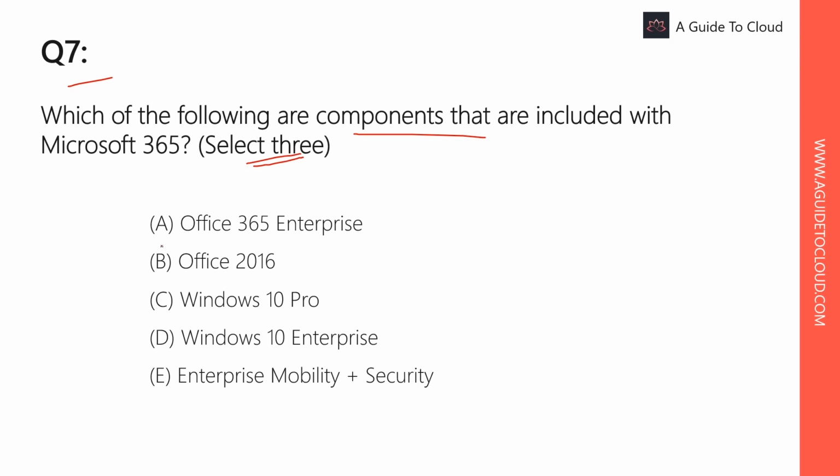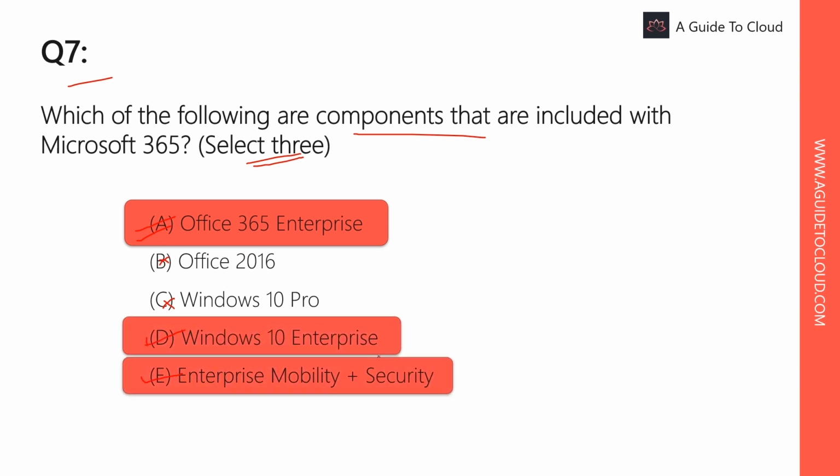So I'm going to choose the first one. It comes with Office 365 Enterprise. It doesn't come with Office 2016. It doesn't come with Office 10 Pro. Yes, it comes with Windows 10 Enterprise. And yes, it comes with Enterprise Mobility Suite. So the answers are A, D, and E.